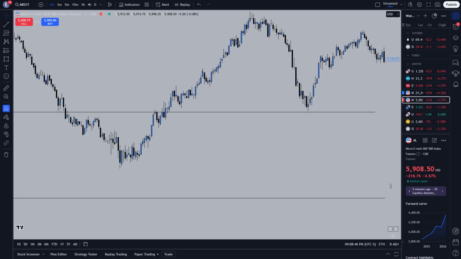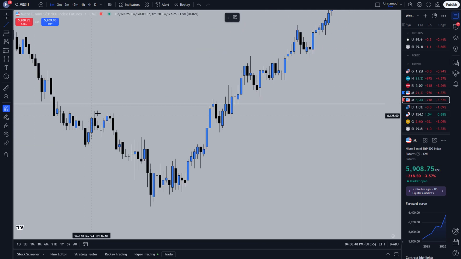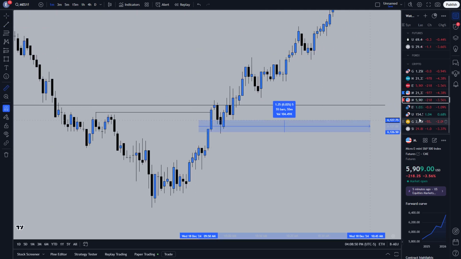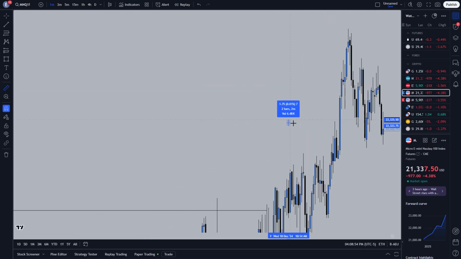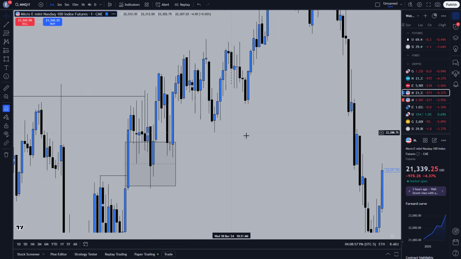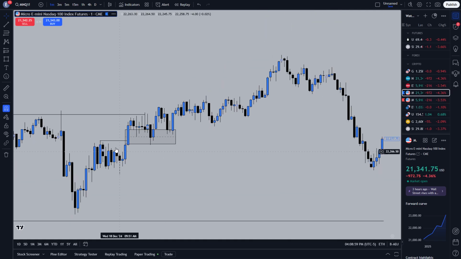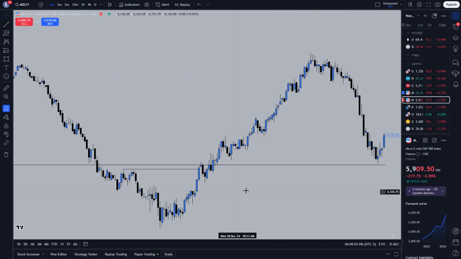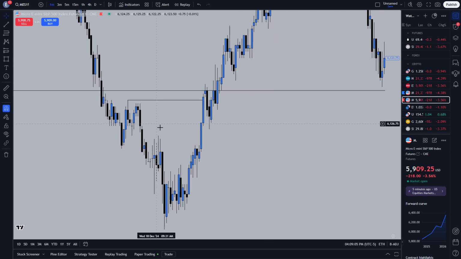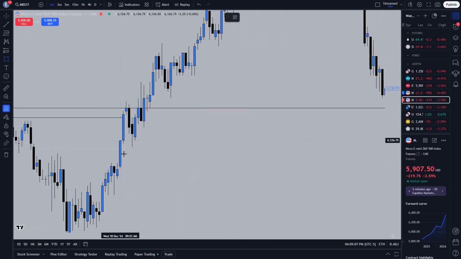So ES, we break structure better. This is a way better market structure shift than NQ's. NQ never broke above these highs up here. We just broke above these, not above these. But ES broke above these external highs here, or they're internal, but whatever. And then we come down and we fill this 1-minute right here, and we displace out of it.